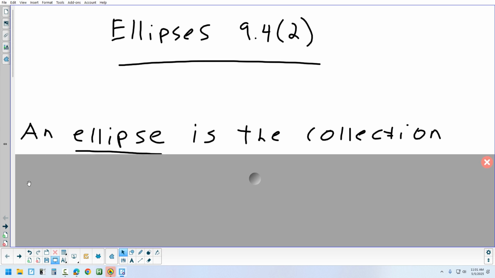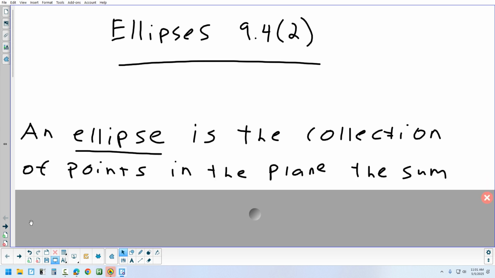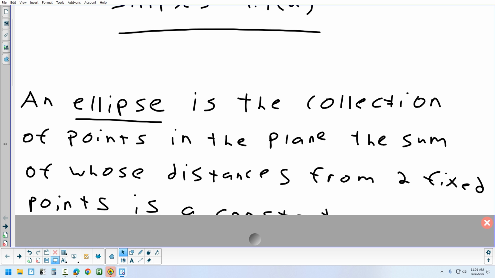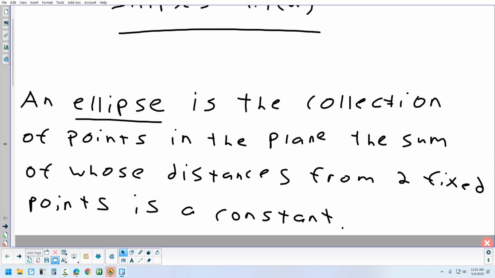So let's start with an ellipse. So it's a collection of points. In the plane means it's 2D. Okay, all conic sections are a 2-dimensional shape. And it says that it's the collection of points in the plane such that the distances from 2 points added together comes out the same. Okay, so I'm going to show you a picture for what that looks like, and I think it'll help it make more sense.